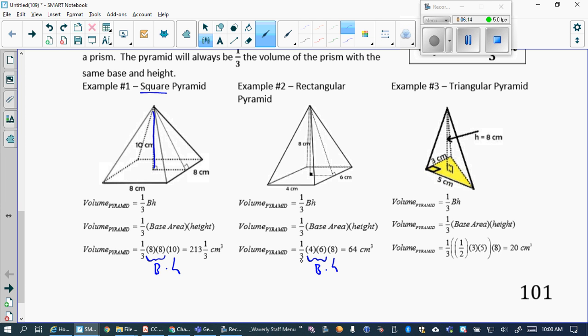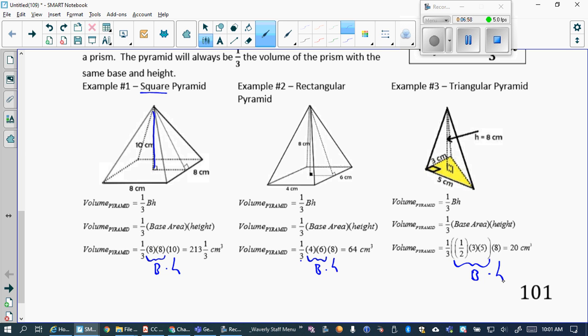Put those button pushers down. Now over here, it's a triangular base, so it's a triangular pyramid, right? The formula for the area of a triangle is what? One-half base times height. So it's one-third times one-half. Right? That's our big B there, times our height of 8. What's a third times one-half, guys? One-sixth, right? Of 3 times 5 times 8. Multiplying fractions is pretty simple, right? You don't need a common denominator. You just multiply across the top and then across the bottom.